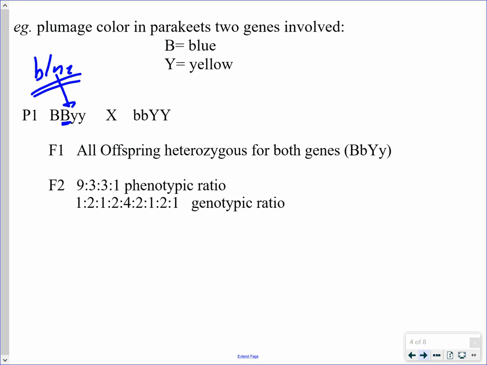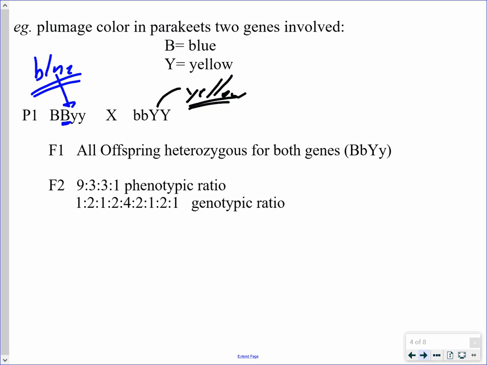For the second parent, this one here, exactly the opposite. So this one doesn't have the instructions for the blue pigmentation, but they do have a capital Y. Once again, it doesn't matter if it's one or two. In this case, they are going to end up being yellow in color because they do have the capital Y, but they don't have the instructions for the blue pigmentation.